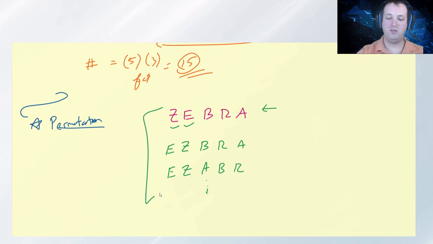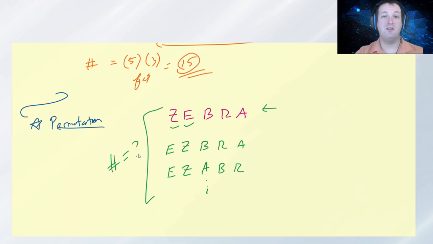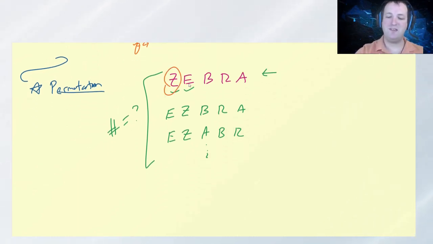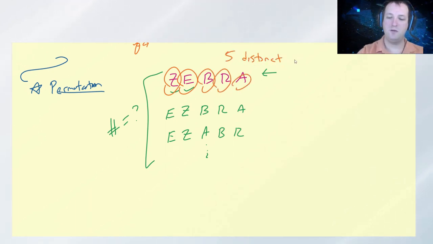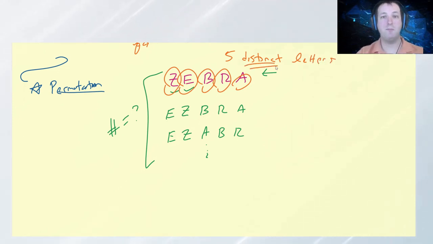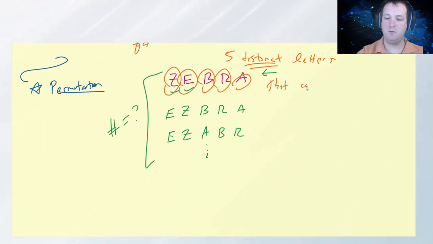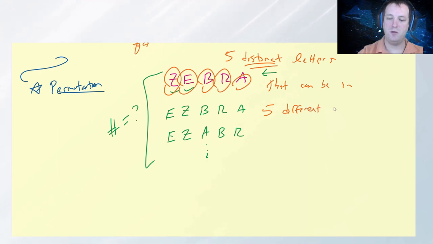So my question to you is, how many different rearrangements of the letters of zebra are there? Okay, so there's 5 distinct letters, right? And this word here, distinct, that's going to be important, and I'm going to give an example of what if you have repetitions of letters or something like that. So we have 5 different letters that can be in 5 different positions. And what do I mean by position?